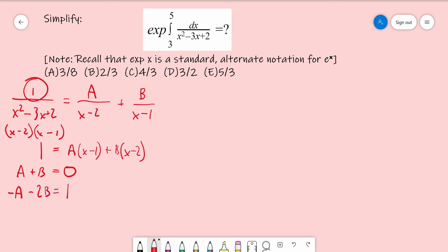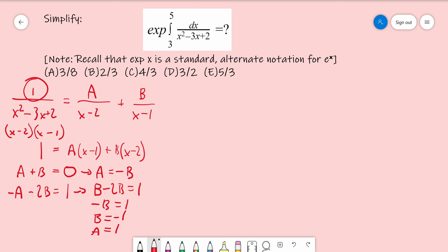equals 1. Well, a plus b equals 0 implies that a equals negative b. So we can substitute a equals negative b to get b. Negative a is going to just be b, minus 2b equals 1. Well, that means that negative b is equal to 1, or b is equal to negative 1, which means that a is equal to 1.